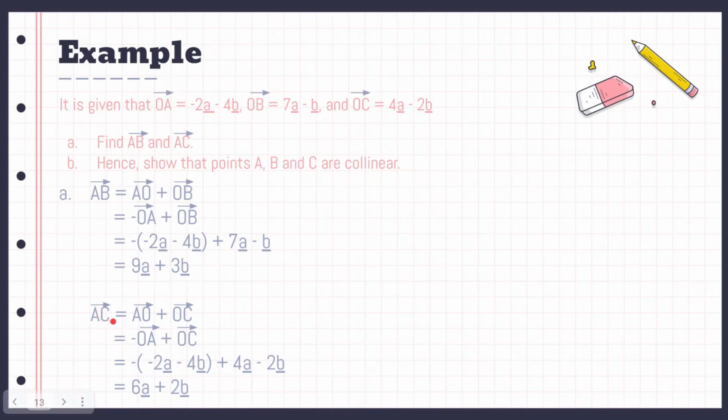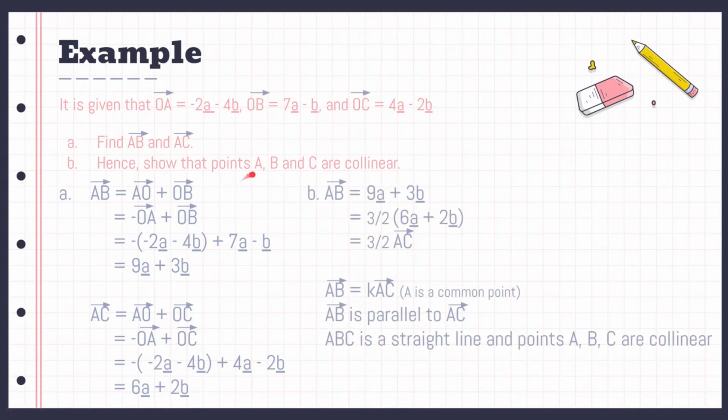For AC, we know that AC can be expressed as AO plus OC. Using the same concept, it's also equal to negative OA plus OC. After solving all the values, we finally get 6a plus 2b as the final answer.